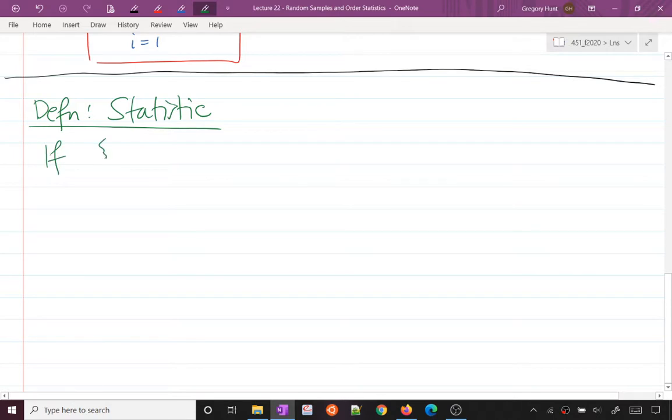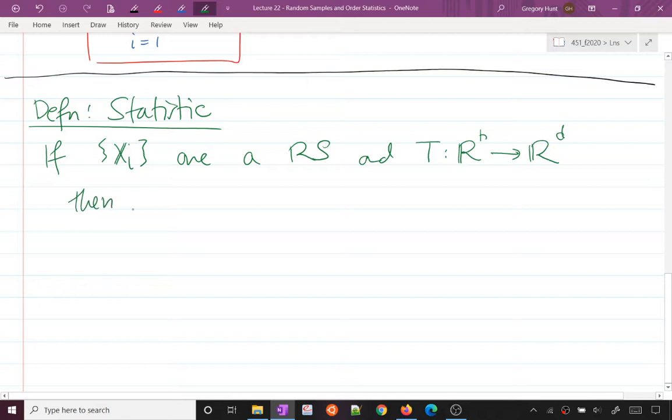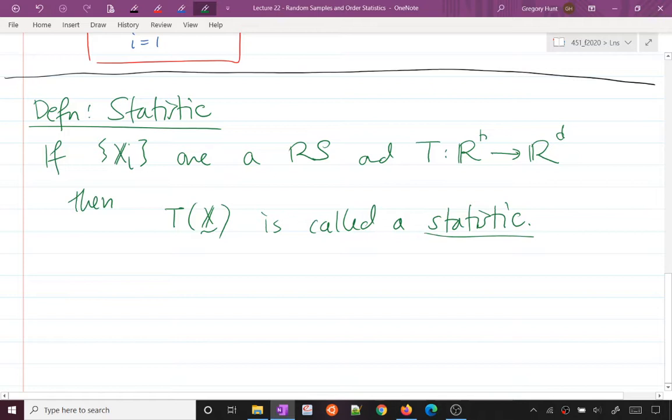If, again, my collection of x sub i are a random sample, I'm just going to say RS for random sample, and T is a function that goes from R^n to R^d, then T of my random vector, my collection of elements in my random sample, is called a statistic. And that's actually the full definition of a statistic.